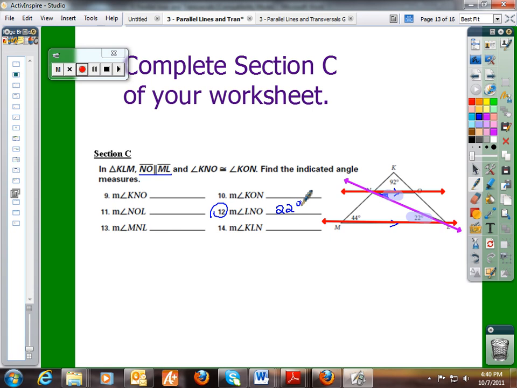So I'd like for you to finish this problem as part of your homework. You're going to use what you know about triangle sums as well as what you know about parallel lines in order to finish that off.